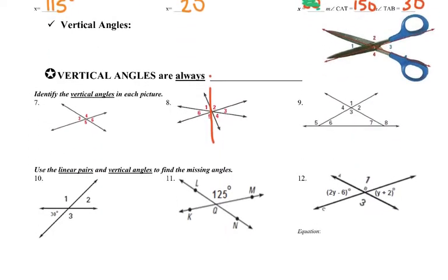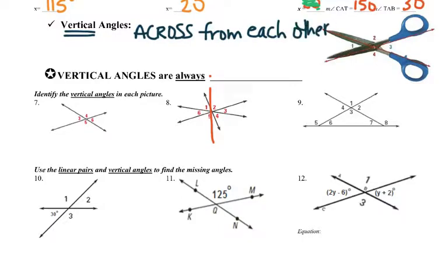Our second pair of angles are called vertical angles, and we often use this picture of scissors to show vertical angles. Vertical angles are across from each other. Oops, I spelled that wrong, didn't I? Across from each other. And vertical angles are always equal. I'll just write that there. Vertical angles are always equal.